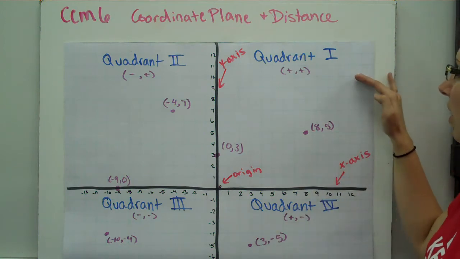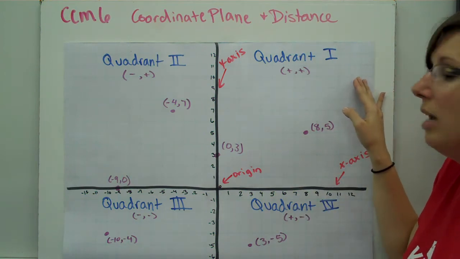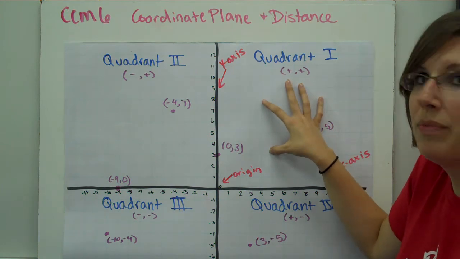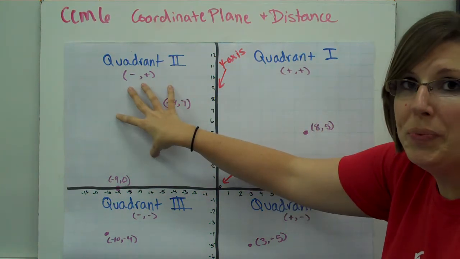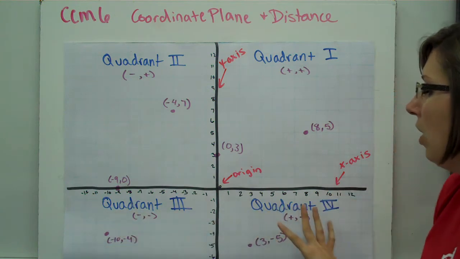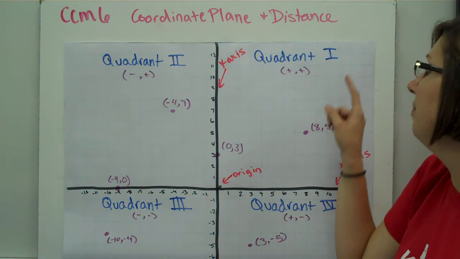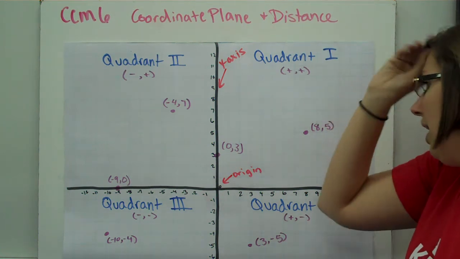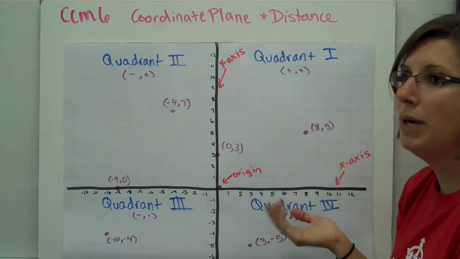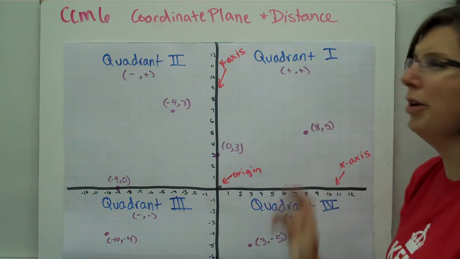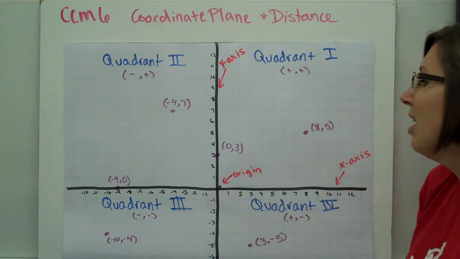What I've got written here are your quadrants labeled out. This quadrant here is quadrant 1. Here we have quadrant 2, quadrant 3, and quadrant 4. They're labeled using Roman numerals, and we call them quadrants because there are 4 of them, like the prefix quad.